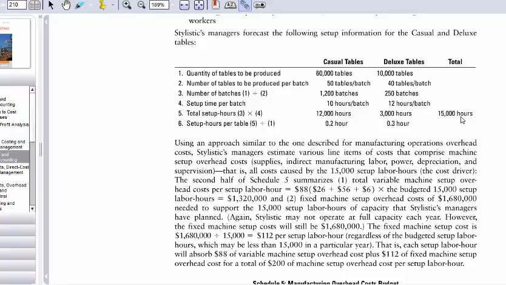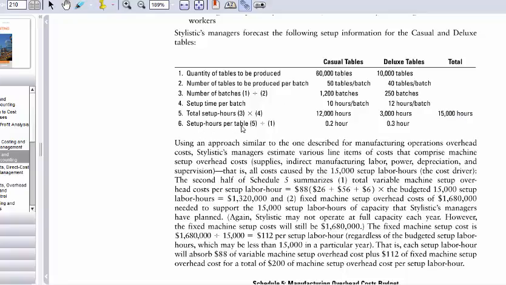Going back to our numbers, we said we've got $3 million worth of overhead cost directly related to nothing but setup. Under activity-based budgeting, we take the $3 million estimated manufacturing overhead related strictly to setup and divide that by the 15,000 hours, and that's where we got $200 per setup hour.